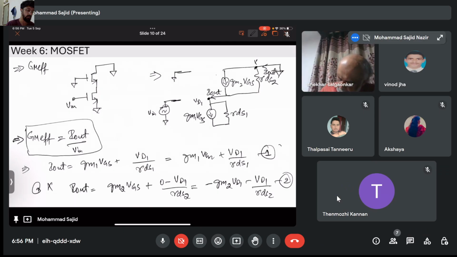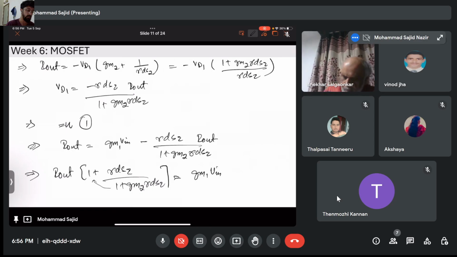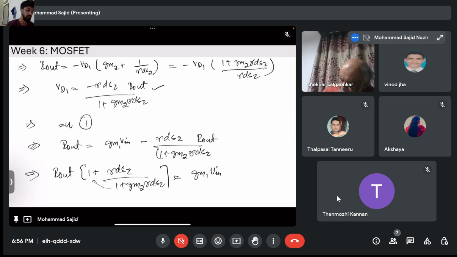So I output here, yes, this VD1 is also correct. We have made some mistakes over here. So VD1 is RDS2 times some constant multiplied by current, so it is a voltage, unit is voltage. Yes, so I was telling there is a mistake here.